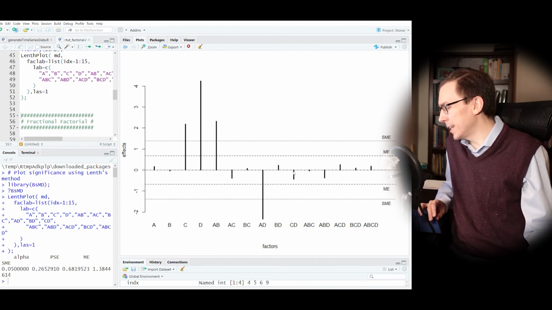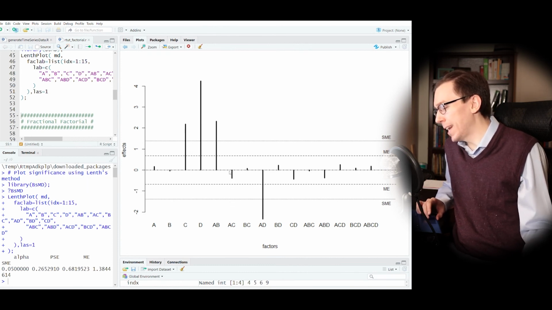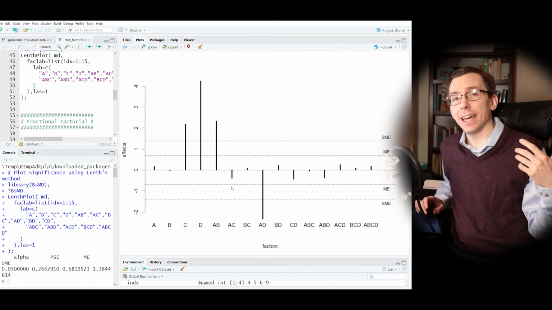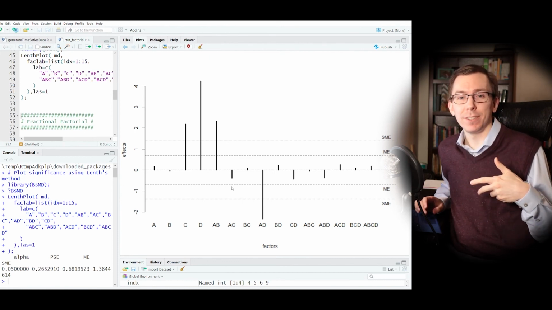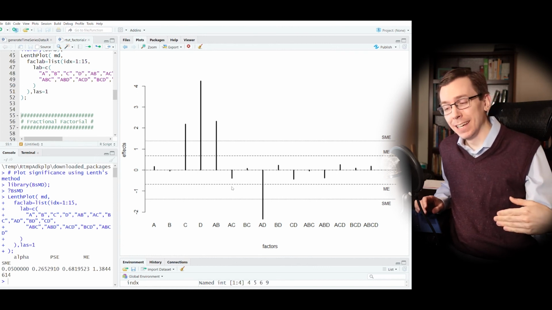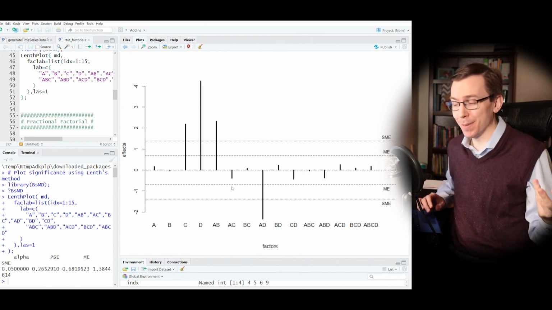And notice that all the other terms don't even surpass the individual error rate, let alone the simultaneous error rate threshold. You could have the case where one of these does surpass one and not the other. And again, you have to think on your feet and decide, well, what does that mean? Do I want to declare there's a significant effect there or not? It can depend a lot on where you go next with your experiment, right?